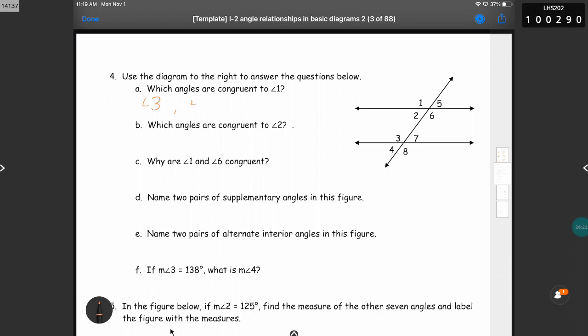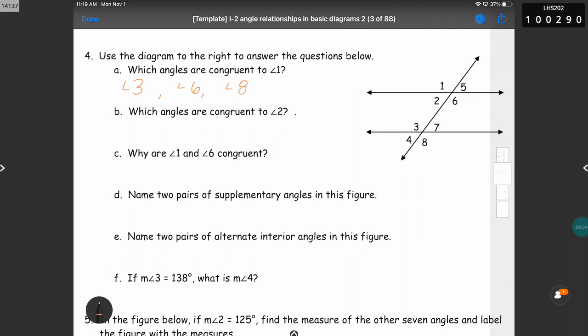Okay? What angles are congruent to angle 2? Angle 4, because they're corresponding. It would be 7, because they're alternate interiors. One more. Angle 5, because they're vertical.